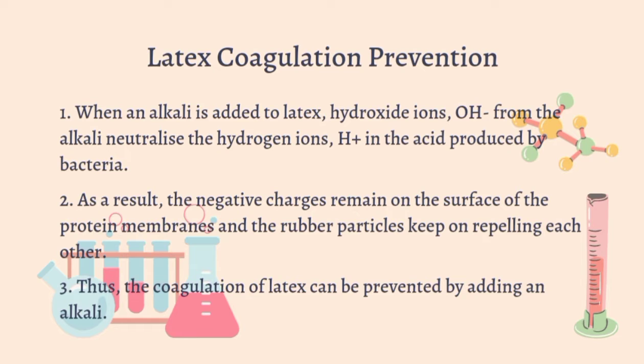Latex coagulation prevention. When an alkali is added to latex, hydroxide ions from the alkali neutralize the hydrogen ions in the acid produced by bacteria. As a result, the negative charges remain on the surface of the protein membranes and the rubber particles keep on repelling each other. Thus, the coagulation of latex can be prevented by adding an alkali.